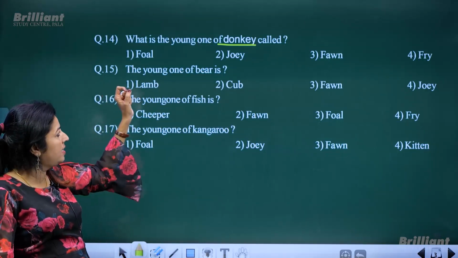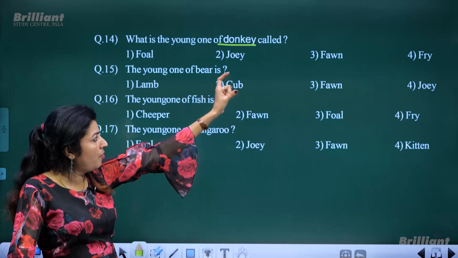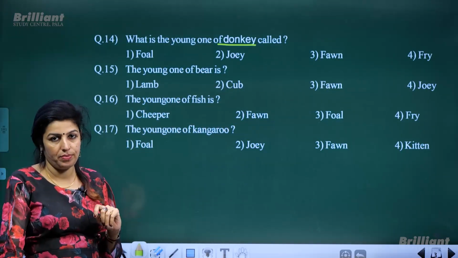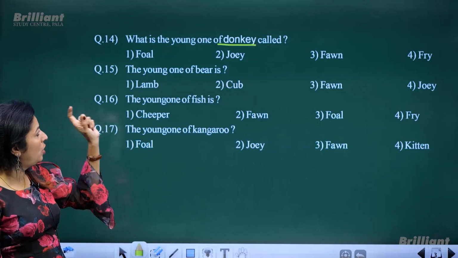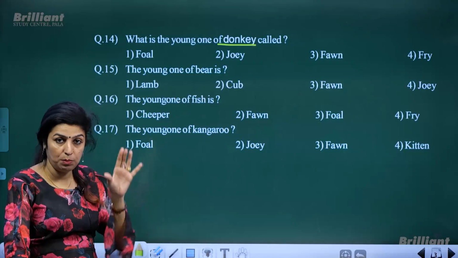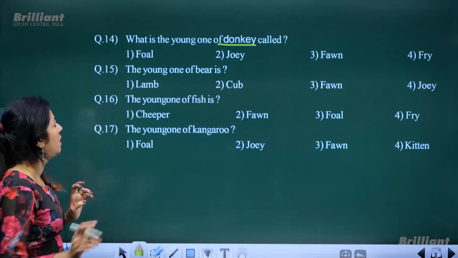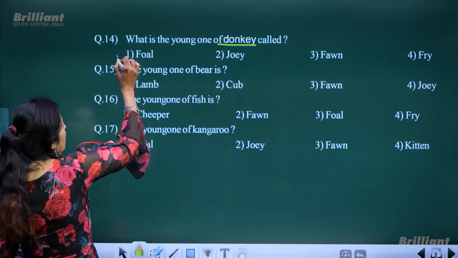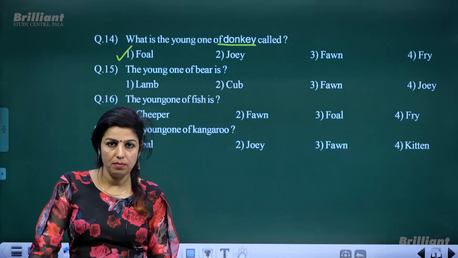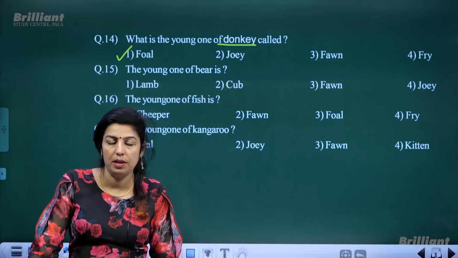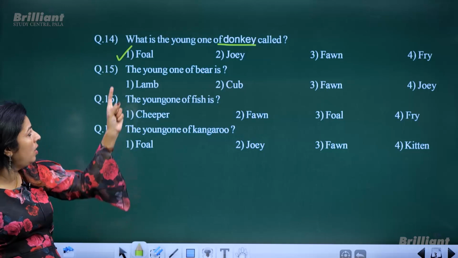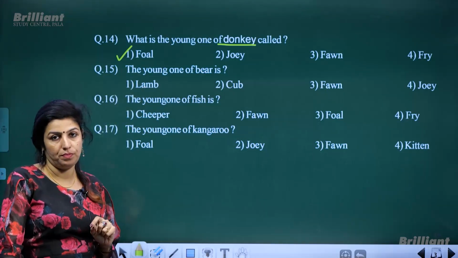F-O-A-L, foal is given, joy is given, fawn, F-A-W-N is given, fry is given. So the young one of a donkey or a mule, whatever be that, mule or donkey, the option is the first one, foal, F-O-A-L, the baby donkey. Young one means baby donkey, babies of donkeys. So baby donkey is called a foal.